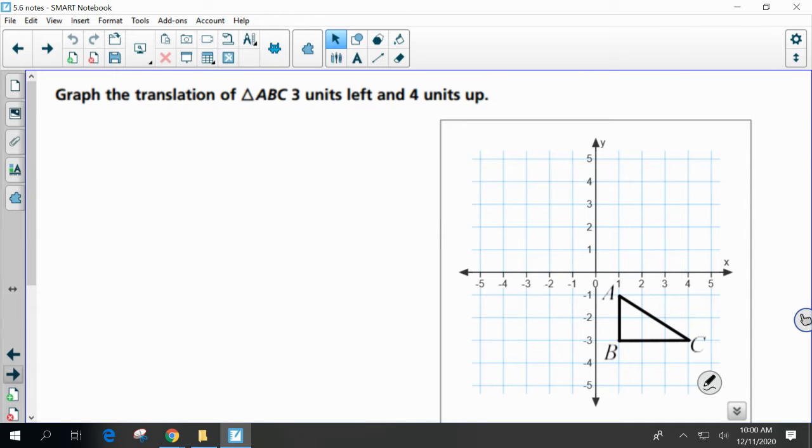Okay, so the first problem, we're going to translate this triangle 3 units left and 4 units up. So we're literally going to do exactly like it sounds. We're going to take each point and go 3 left, 4 up. So point A, go 3 left and 4 up. And then this would be our point A prime.